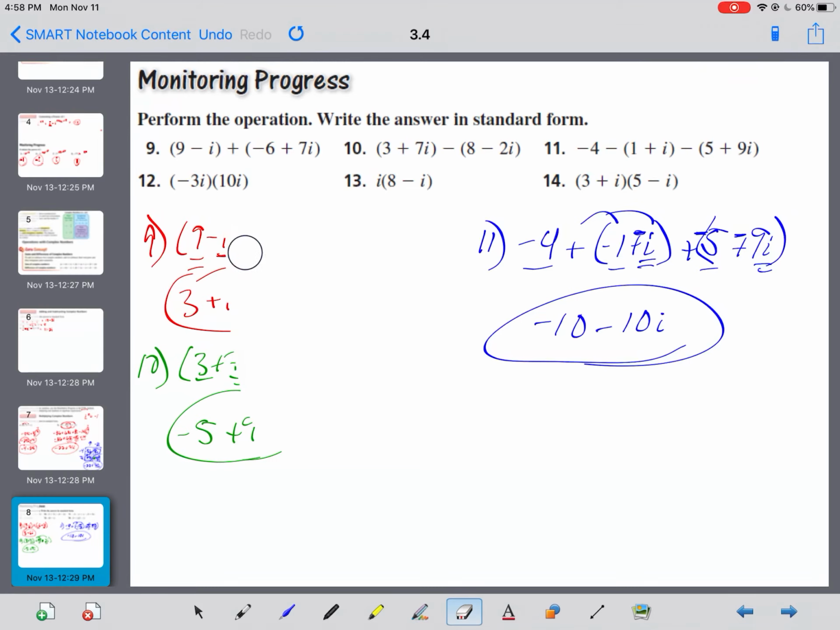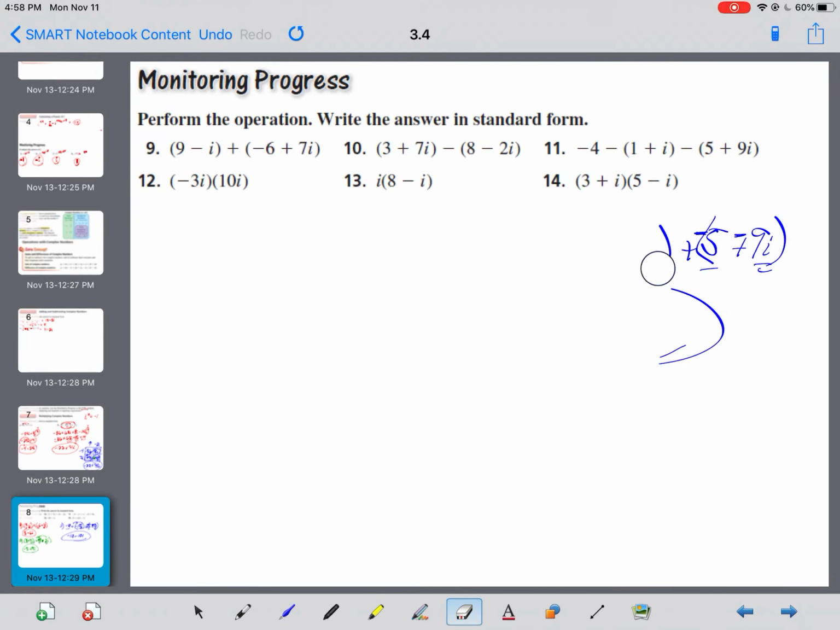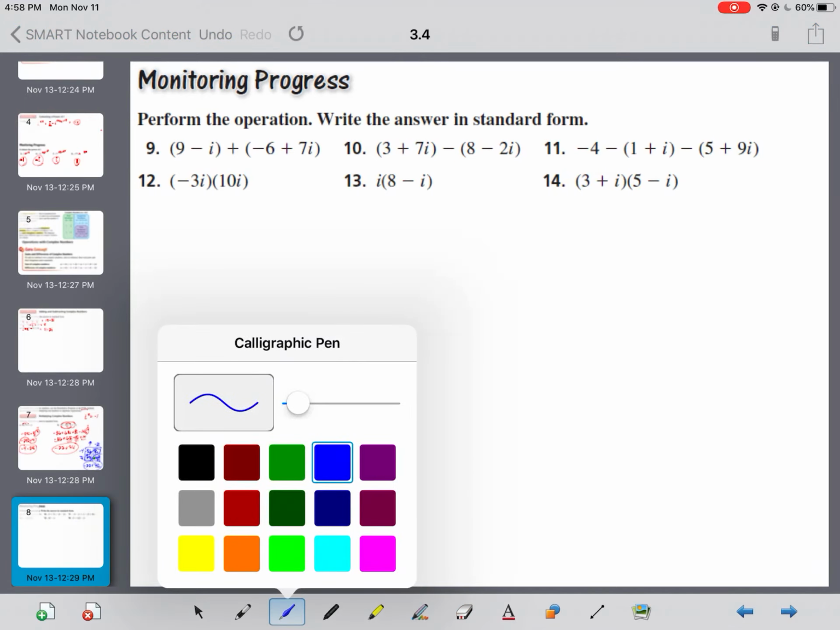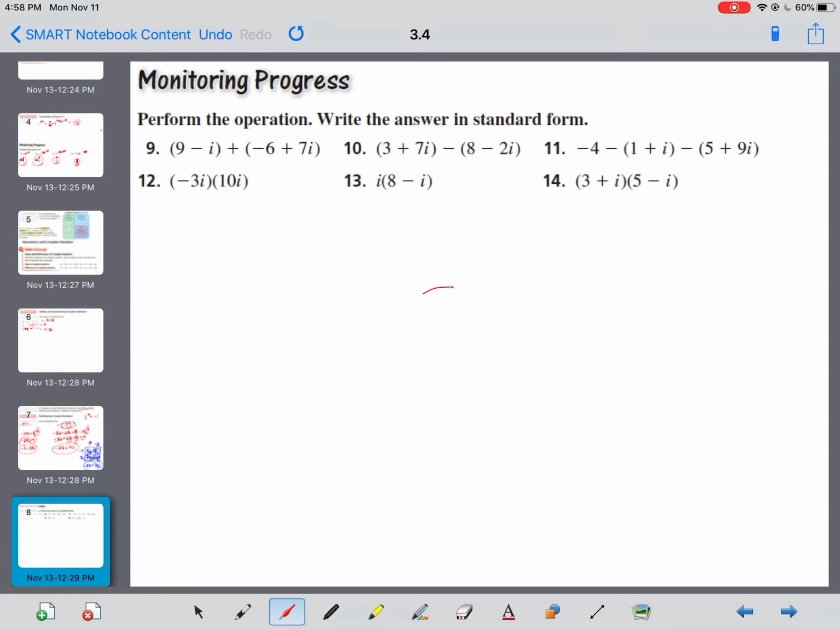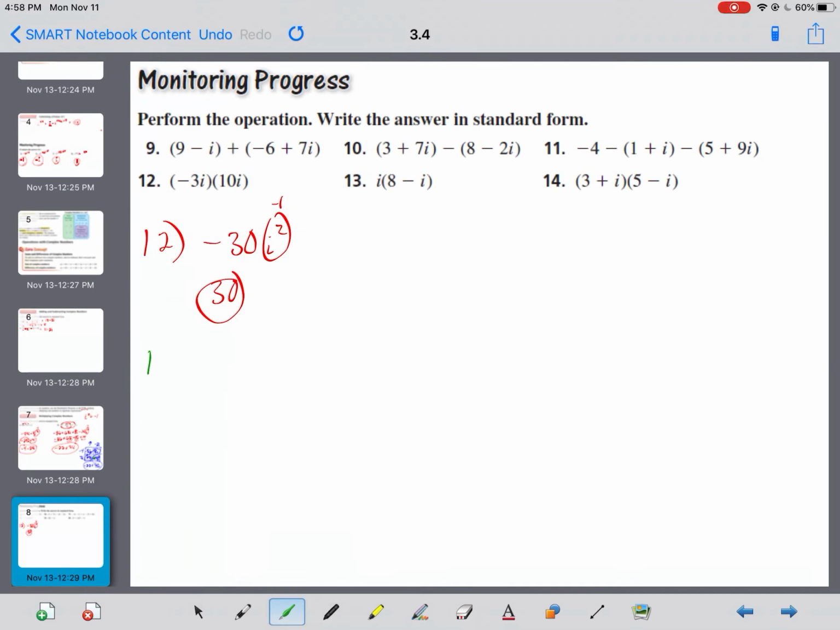Now let's look at the multiply. Erase these, get some space here. Start with red. Okay, 12. All we got to do is multiply them together. Negative times positive makes negative. 3 times 10 is 30. i times i is i squared. That's important. It's a negative 1. Negative times negative makes positive. Be careful with the i squareds.